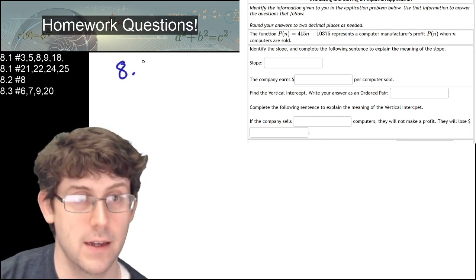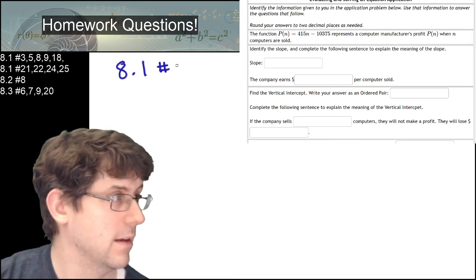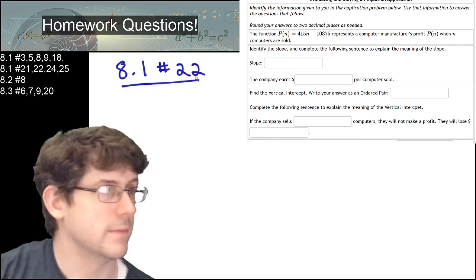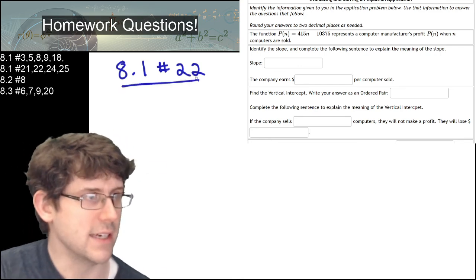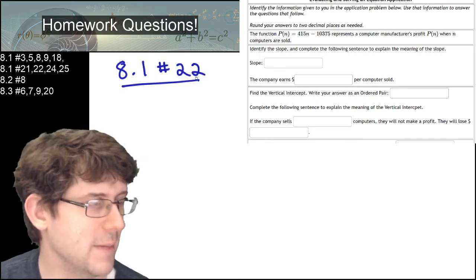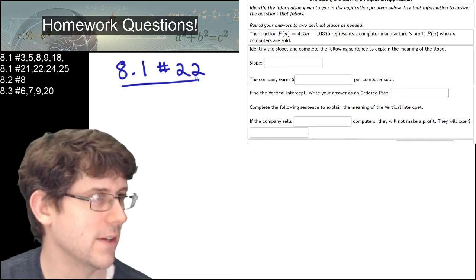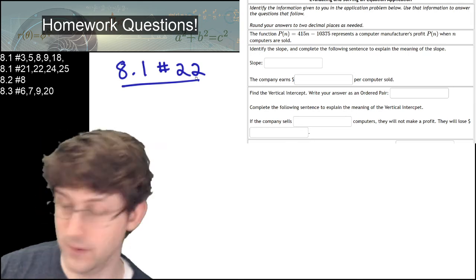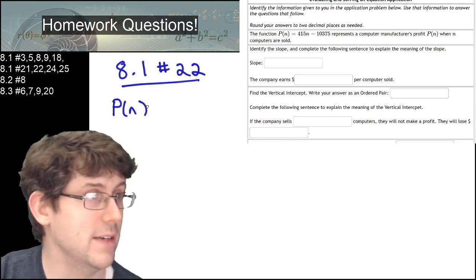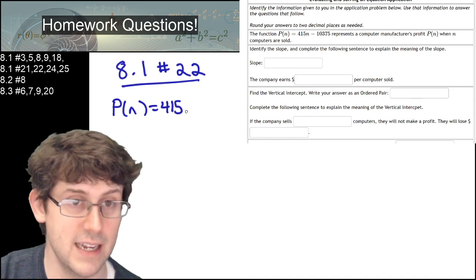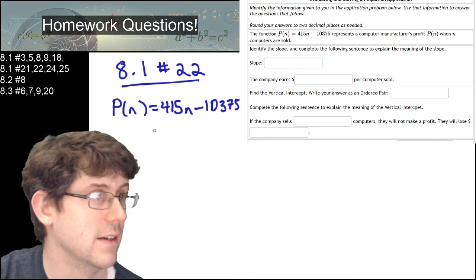8.122. It says, identify the information given to you in the application problem below. Use that information to answer the questions that follow. Round your answers. Oh dear. Okay. So the function P of n, I'm going to write this one down. P of n is 415n minus 10,375.